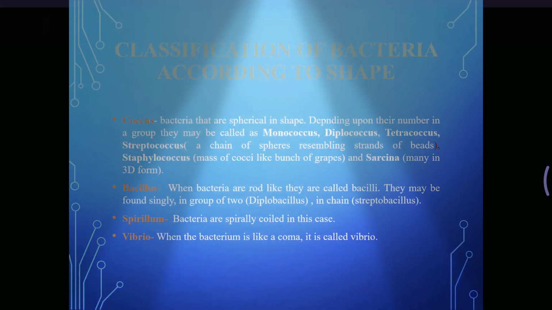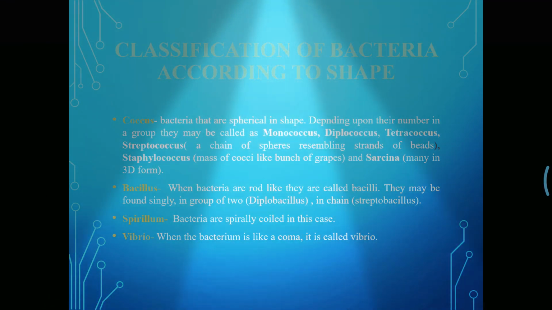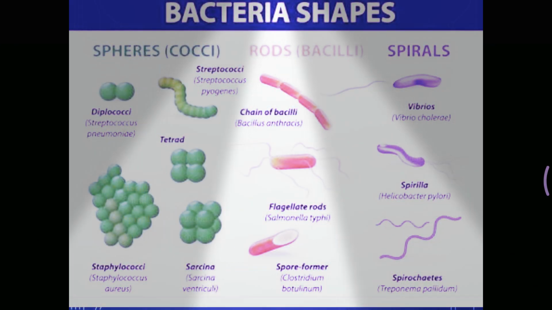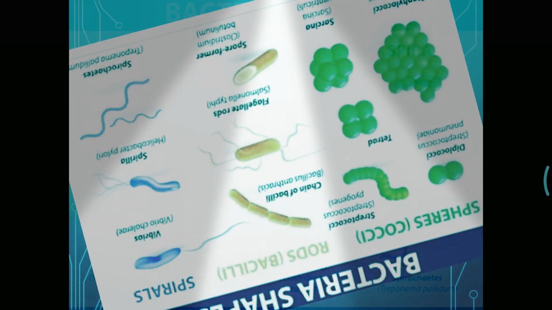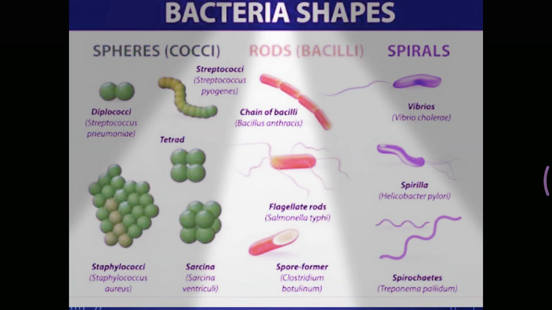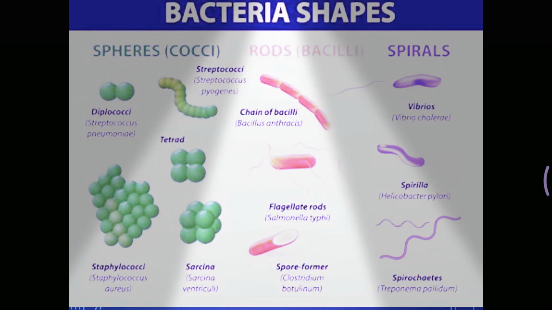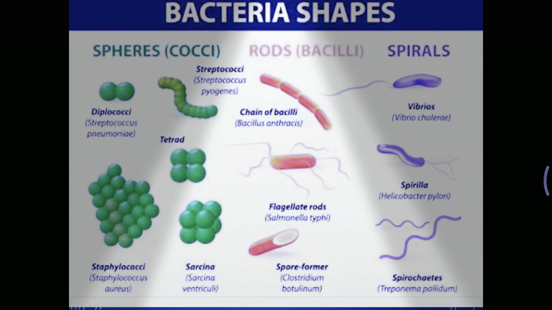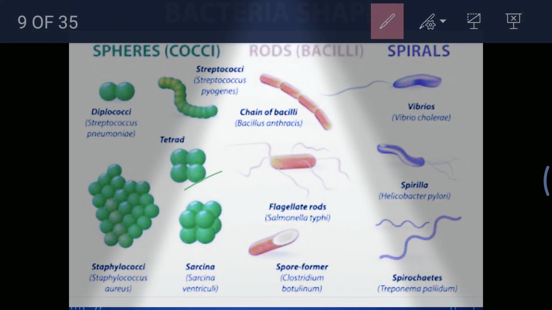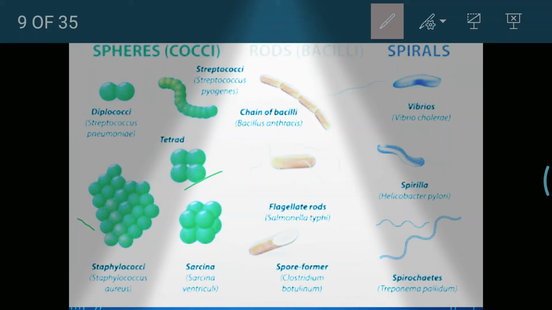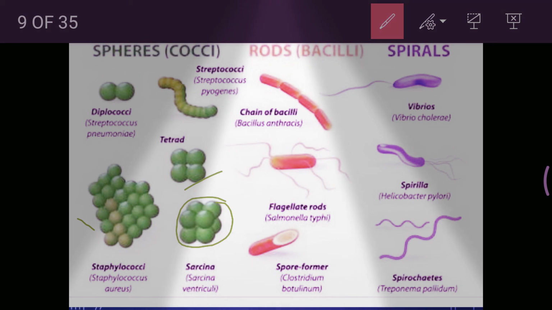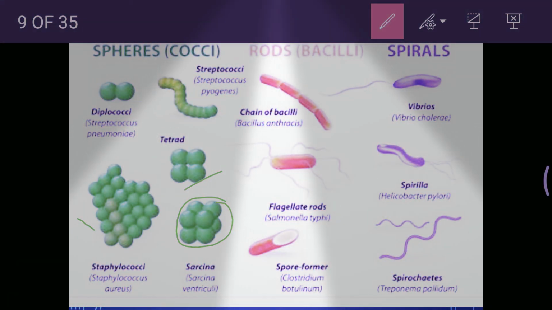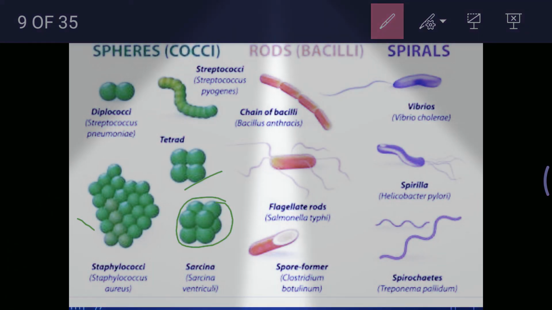Next type, or next categorization of bacteria. Many of these we have already discussed, so let's just recapitulate this structure. Some of them are Diplococcus, Streptococcus, tetrad form. You can see this tetrad form. Staphylococcus, they are forming globular chains. Here you can see perfect sarcina is shown. You can understand how they are arranged: four at one side, four at another side, forming a cubical box kind of arrangement.